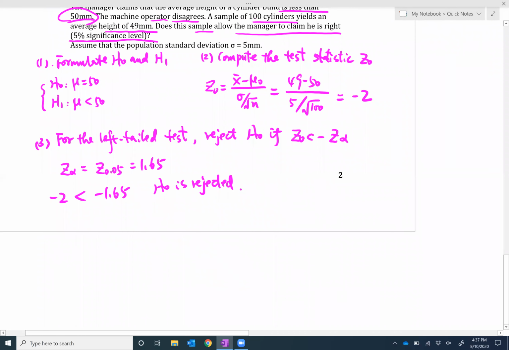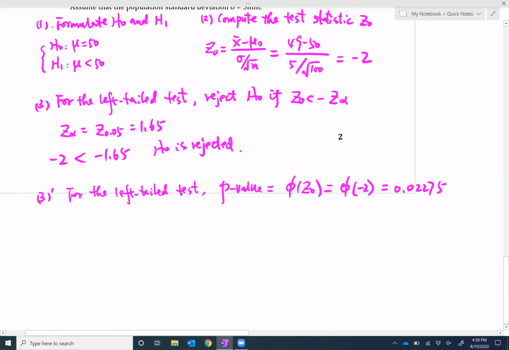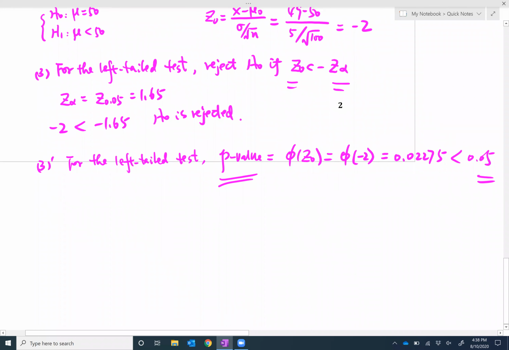And we can do this in the p-value approach as well. Let's do it in the p-value approach for the left-tailed test. P-value equals phi of Z0, then equals phi of minus 2, then equals 0.02275. So this is less than 0.05. Now we compare the p-value with the significance level, whereas here we compare Z0 with the critical values. So it's a different approach, but in the underlying theory, they are very similar to each other. So same, H0 is rejected.